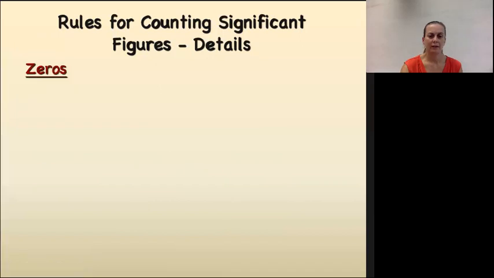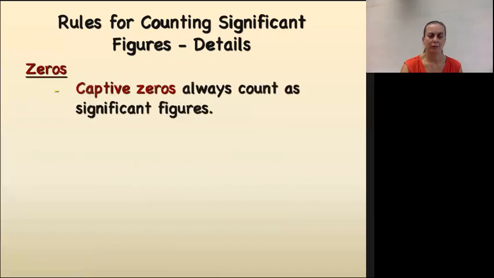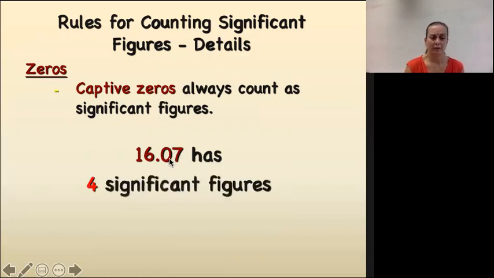Now let's look at zeros in the middle. So zeros we call captive zeros. These are zeros between 2 integer digits. So 16.07, that 0 right there is in the middle between a 6 and a 7. This is a captive 0. It has 4 significant figures. So this is telling us that this instrument that we used was graduated to the tenths and we estimated the hundredths.